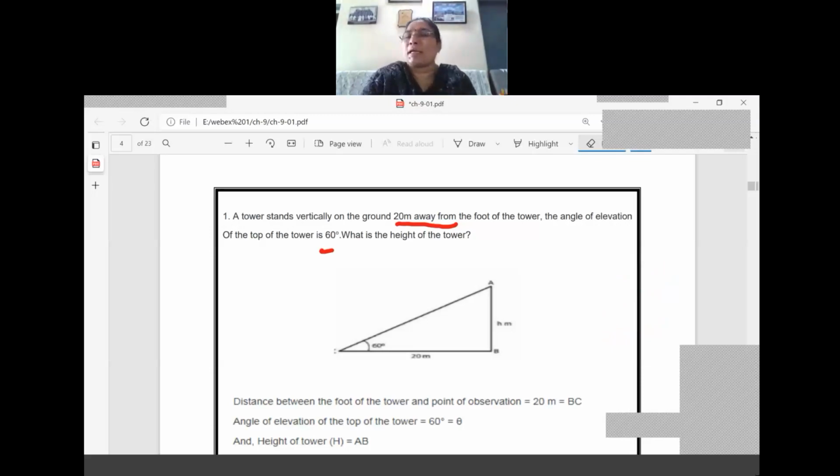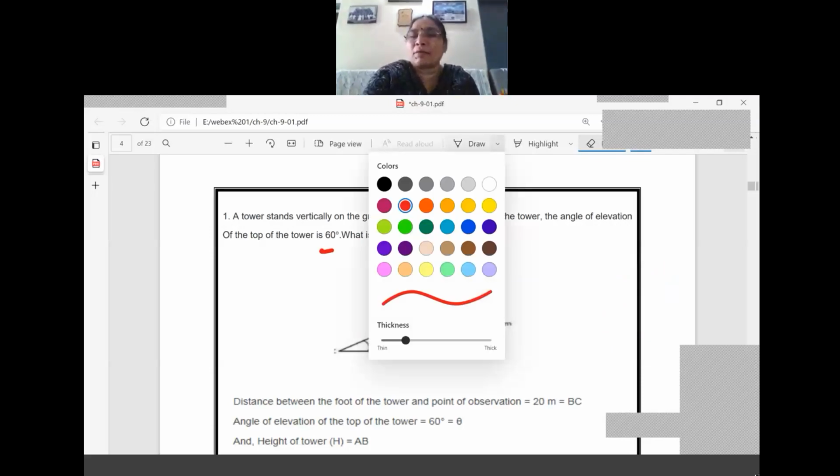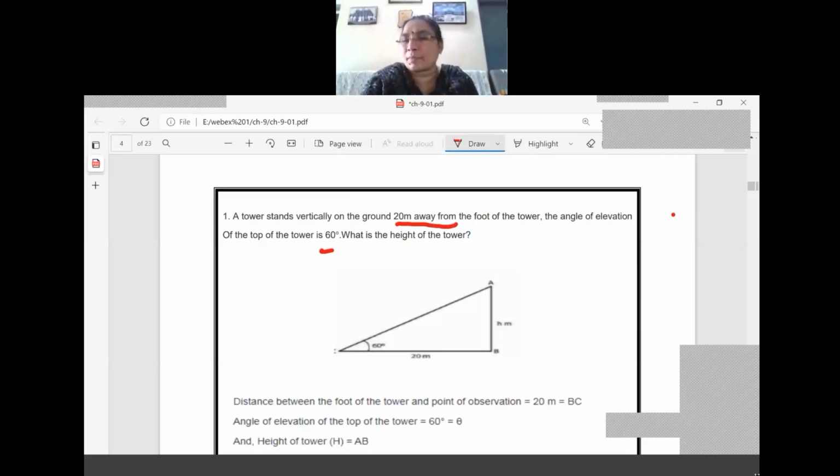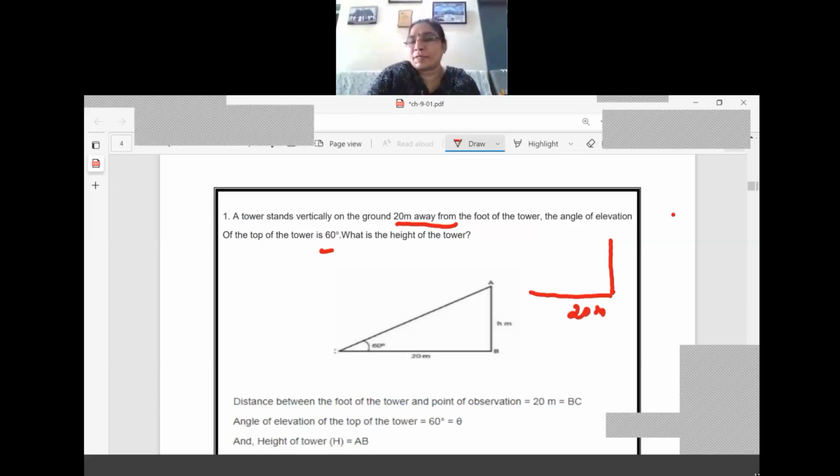Once again, a tower stands vertically on the ground, 20 meters away from the tower. The angle of elevation is formed, that is 60 degrees. So for drawing the angle of elevation, we need the line of sight. So here, 60 degrees.